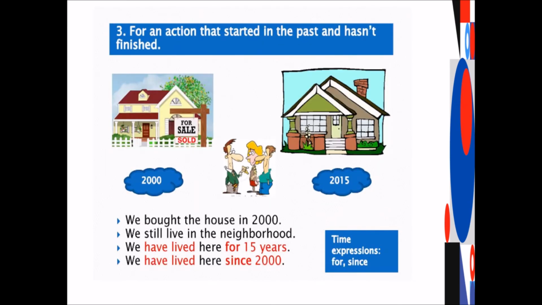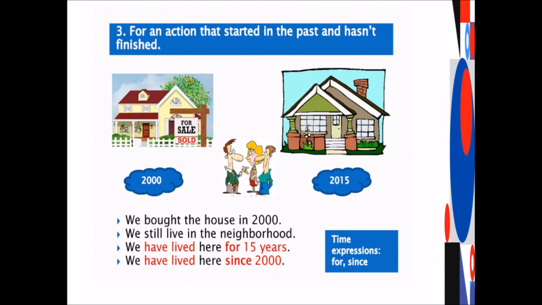Third, and this is really important, for an action that started in the past and hasn't finished. What does that mean? Guys, this is the most, let's say, awkward and different one, because we do not have a specific translation for this, but it's important to be mentioned. Why? When something happened in the past and you still continue doing it, we ought to use the present perfect. Let's say some situations here.